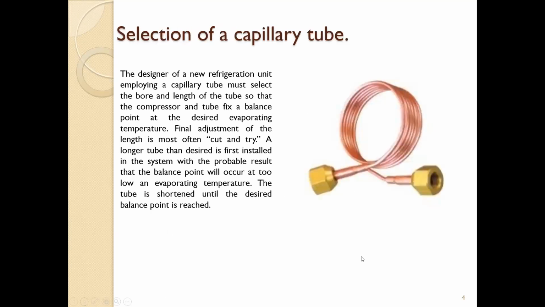Okay, selection of capillary tube. So, the designer of a new refrigeration unit employing a capillary tube must select the bore and length of the tube so that the compressor and tube pick a balance point at the desired evaporating temperature. Final adjustment of the length is most often cut and try. A longer tube than desired is first installed in the system with the probable result that the balance point will occur at too low an evaporating temperature. The tube is shortened until the desired balance point is reached.